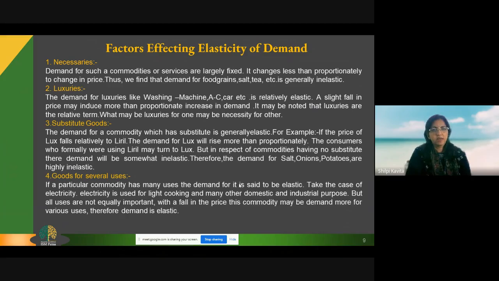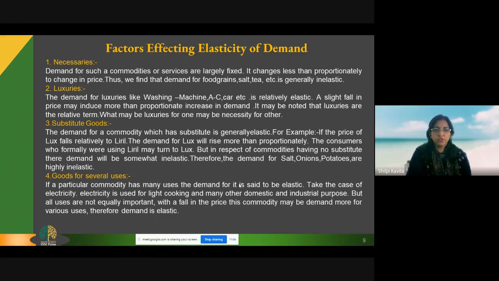When we say elastic demand and inelastic demand, on what basis do we classify any product as elastic or inelastic? First of all, necessities. Necessity items are hardly affected by price change. They are not going to change demand even if the price increases, or fluctuate their demand if the price decreases. So they don't bring much change in demand due to change in price because they are essential items.